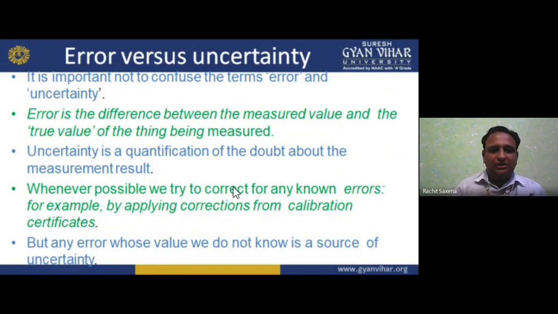If I'm talking about the error again, whenever possible we try to correct for any errors. We can make calibration, we can apply correction, we can do the reading again and again. Repeatability is there. For example, by applying corrections from calibration certificates. But any error whose value we don't know is a source of uncertainty.